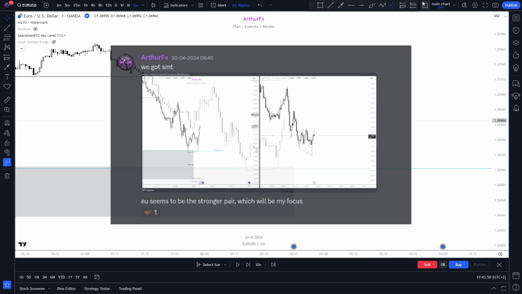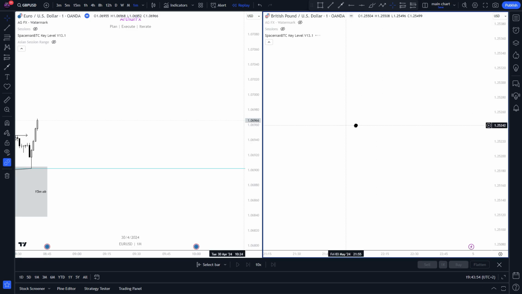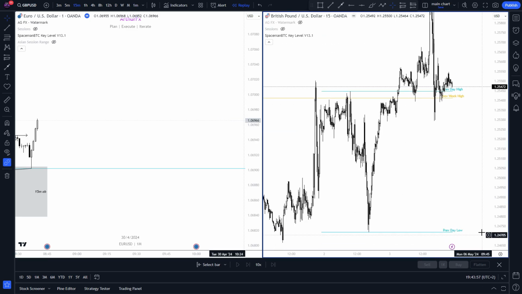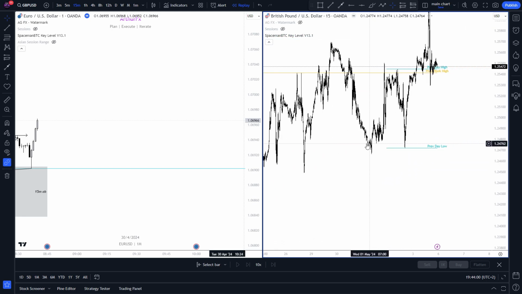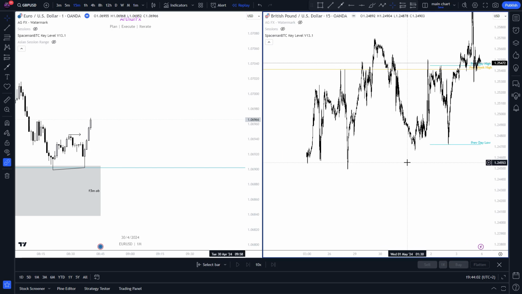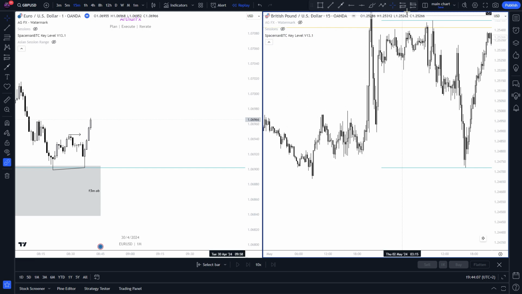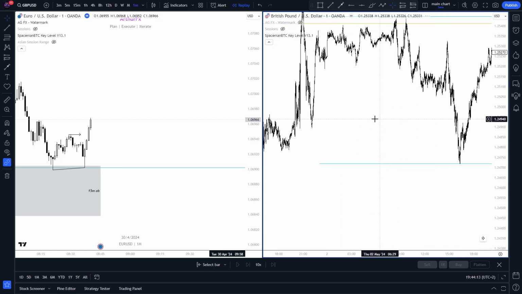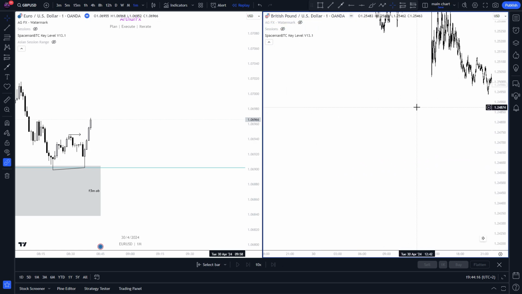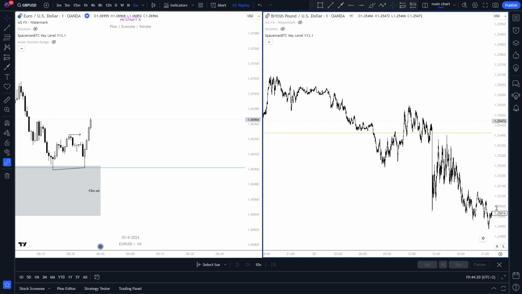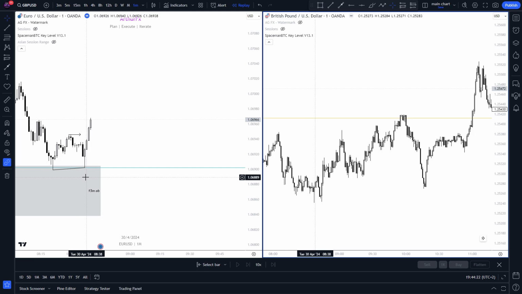These are not equal lows. Let me show you on GBP USD, which is where the SMT was. So let's go back to, this was Tuesday, the 30th of April. Then let me just hop on the 1 minute and go back. Alright, so I believe it was somewhere right here. So check the timing. Yeah, exactly. So it was this low to this low.